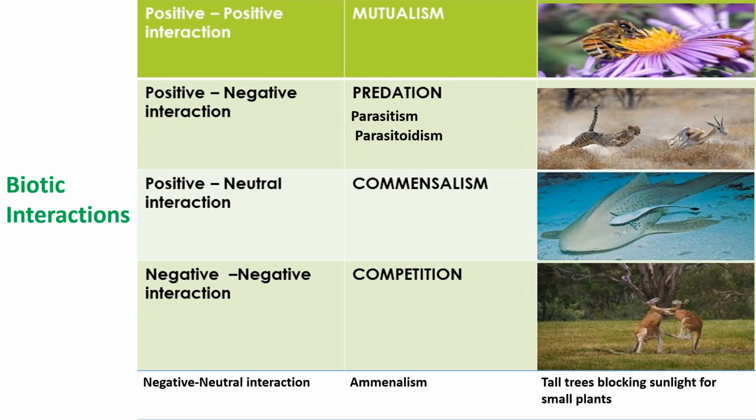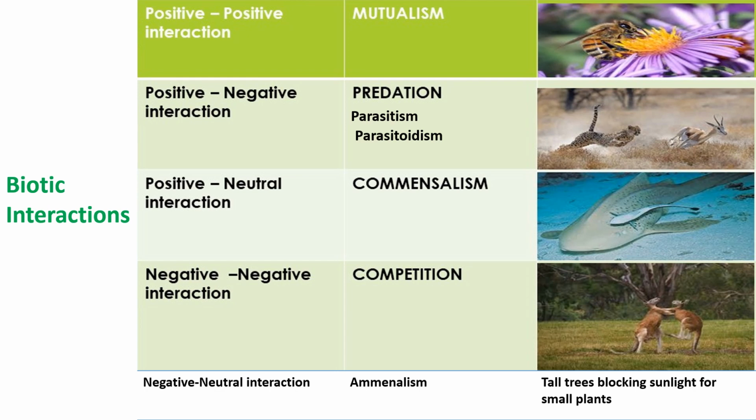Competition is a biotic interaction where both parties suffer, and amensalism is where one party suffers and the other one is not affected at all. Tall trees blocking the sunlight for small ones can be a good example for amensalism.